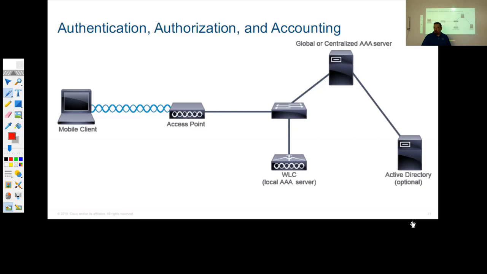Give me a username and password. Based off of that username and password, here's everything that that user is supposed to do. And then based off of that authorization, the idea would be, what did they do on the network? And I want to keep track of that as far as logging is concerned.